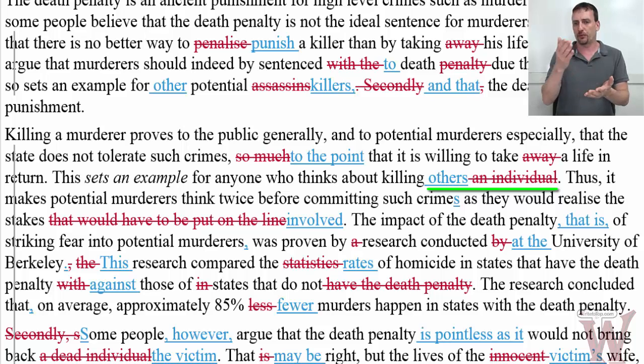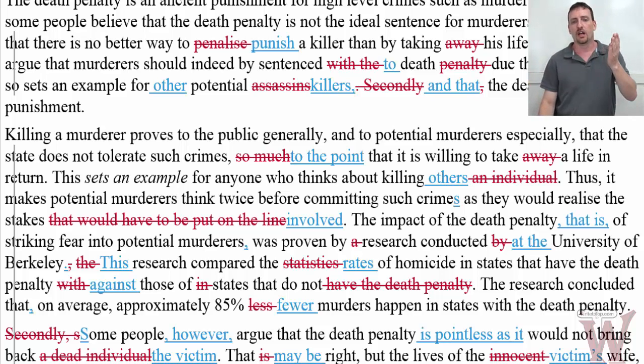So what this means, basically, if I left it as "individual," it means that it's okay to kill a whole bunch of people, but if you only kill an individual, only kill one person, then there's a problem. No. Others. Killing anybody. Just other people. 1, 2, 100. You're a killer. You're going to be punished with death.